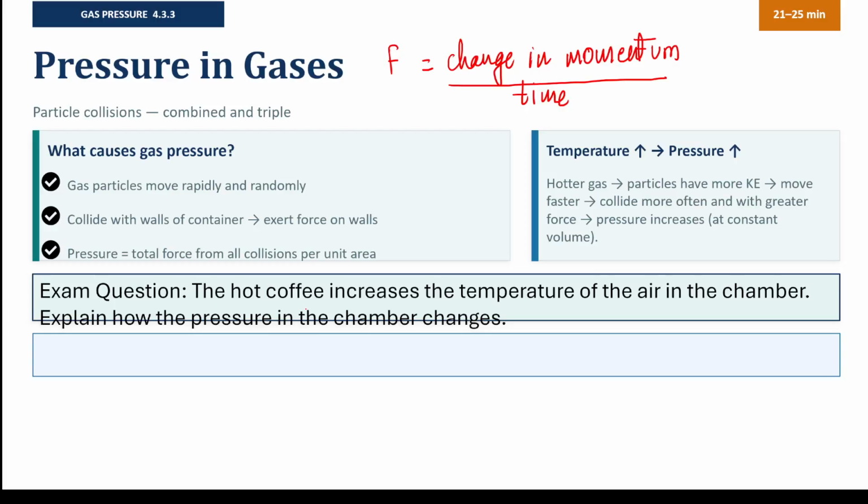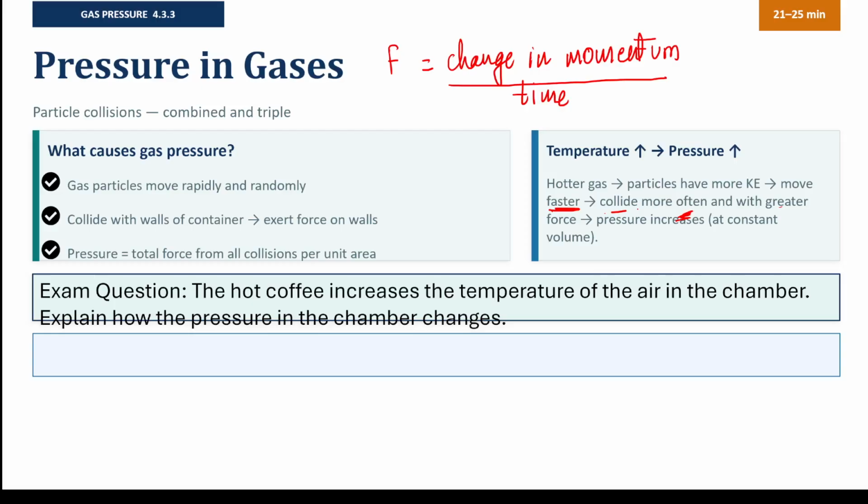Collision, forces, pressure. As you increase the temperature, if you heat up a gas, what would happen? Its speed would increase, the particles will have more kinetic energy, and because they have more kinetic energy, they will move faster, more collisions, more forces, and hence more pressure.